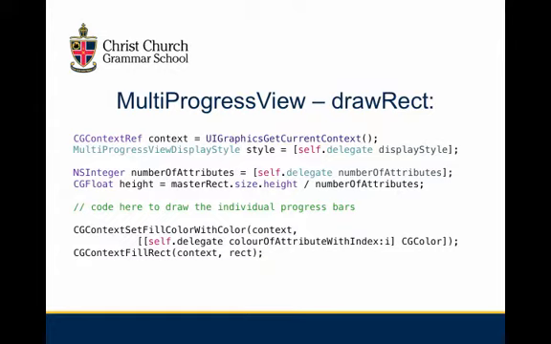But most importantly, we're then going to get the number of attributes from the delegate. That's what happens on this third line. We say how many attributes are there. We're then going to work out how high each of our bars has to be based on that number of attributes. And then we're going to have some code that I've removed from this. But then ultimately we're going to ask the delegate, what color should the attribute be? And then we're going to draw it in that color.